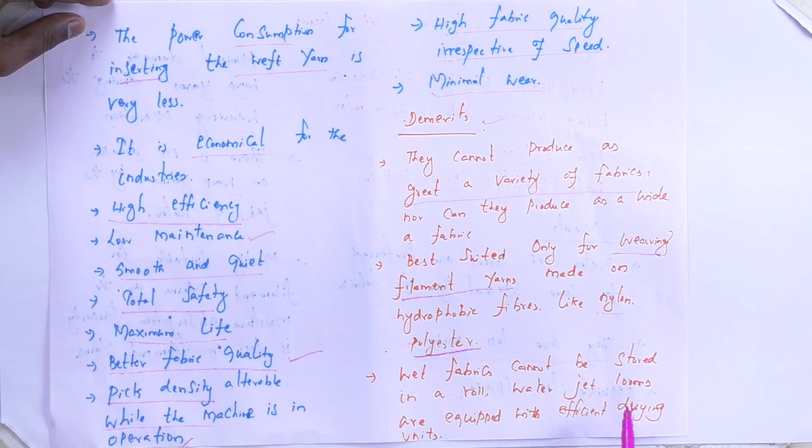Separate drying equipment is required to dry the fabric, and only then can it go for storing. Without drying, it is not possible to store the fabrics. This is the main drawback of the water jet loom.